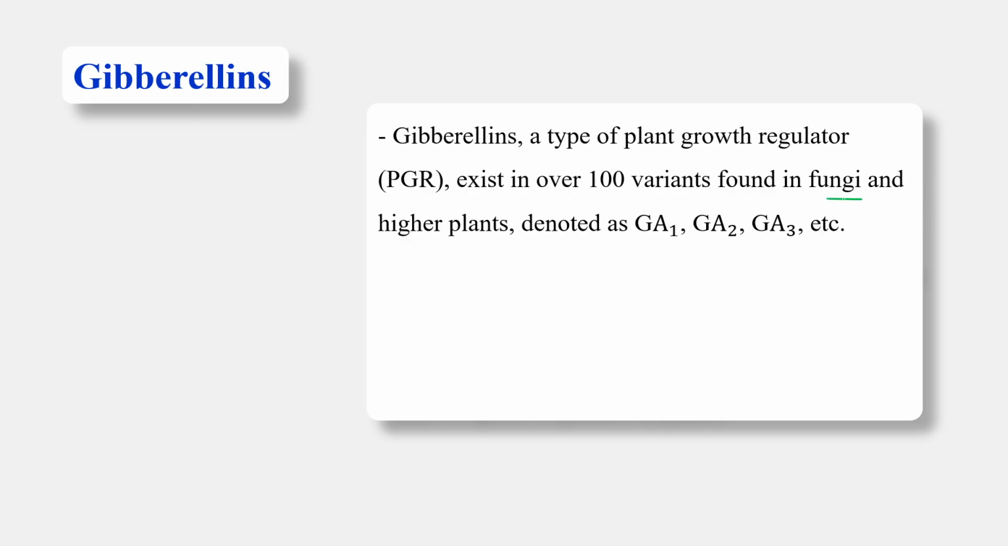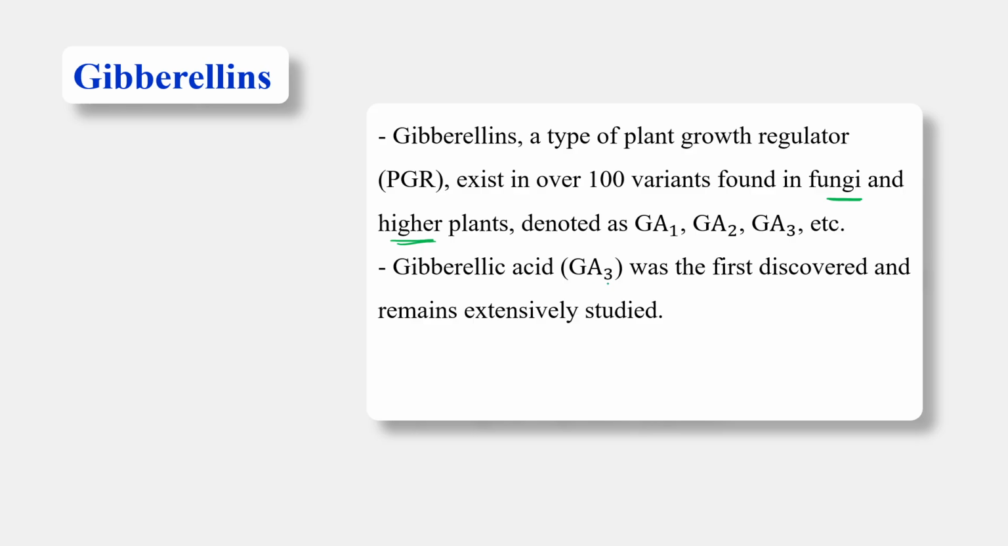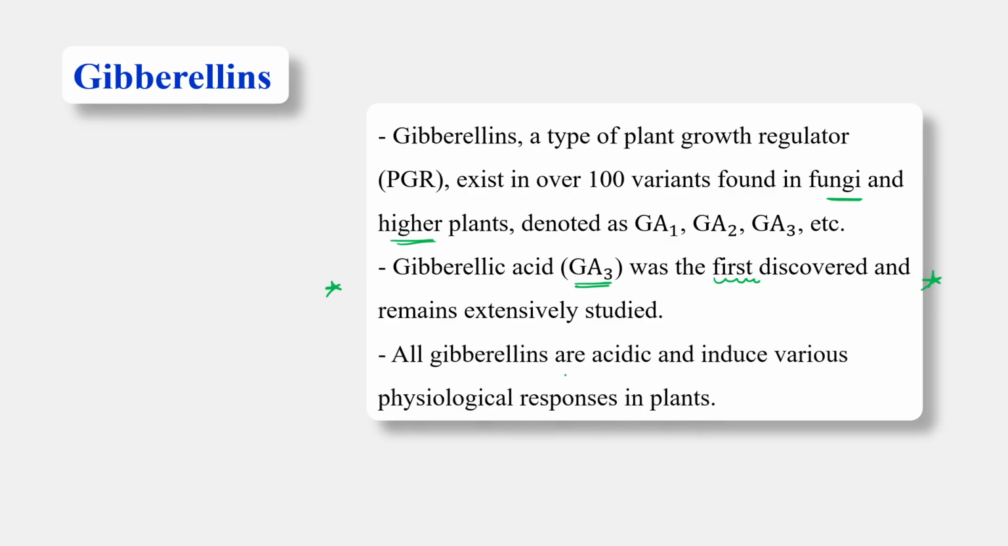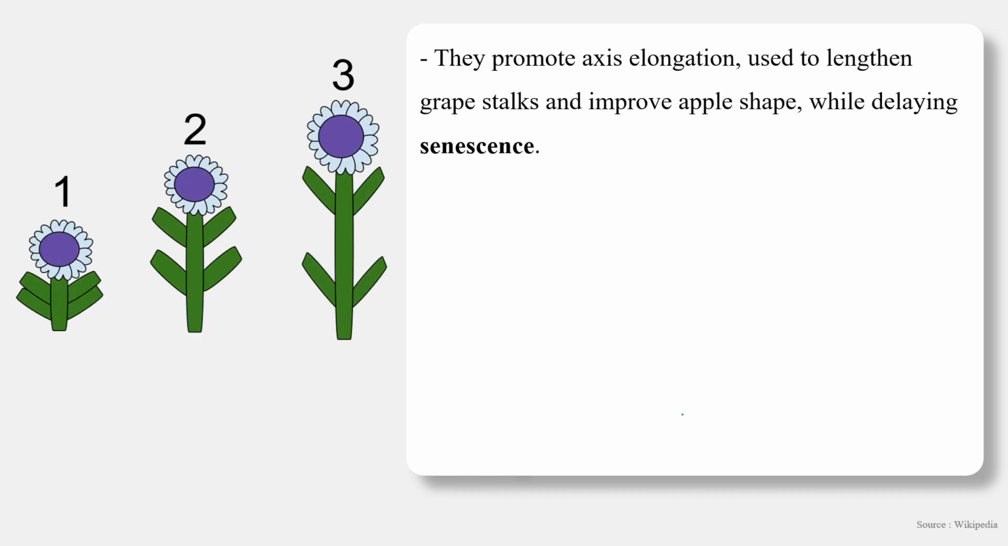Found in fungi and higher plants as GA1, GA2, GA3 and so on. Gibberellic acid GA3 was first discovered and remained extensively studied. Which one? GA3. This was the first discovered. Sometimes a question is also asked on this particular line. So all gibberellins are acidic in nature. They induce various physiological responses in plants.